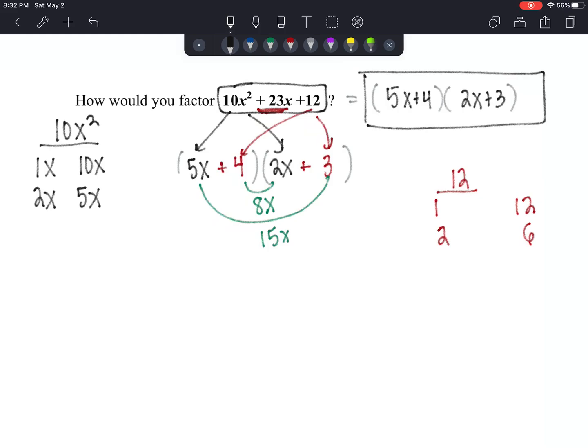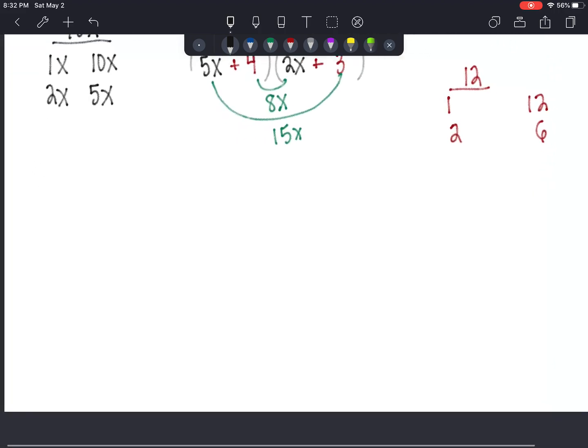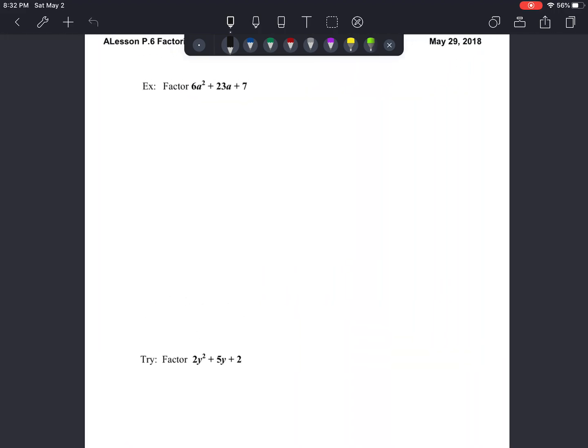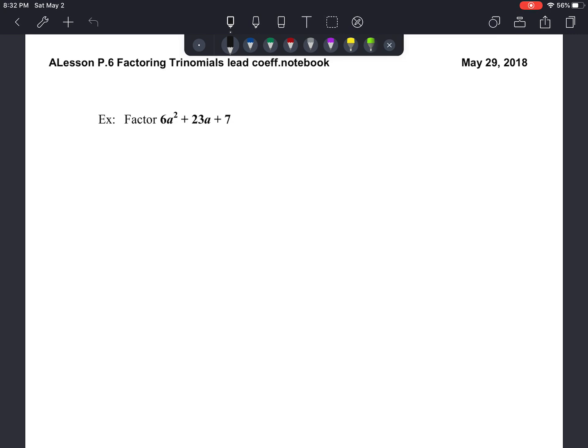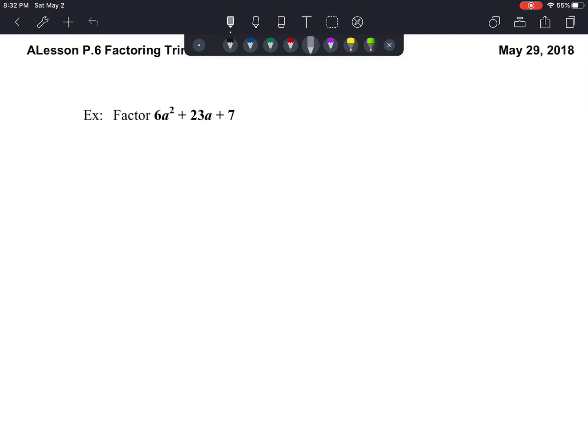Now you're going to get better at this with practice. So if you're doing what I'm doing in green and you're checking your outer and your inner, you're going to get very good at placing the numbers where they're supposed to go. So I'll show you. We've got 6a squared plus 23a plus 7. I want to factor that. So how does that factor? I'm going to come down here and I'm going to show my work.